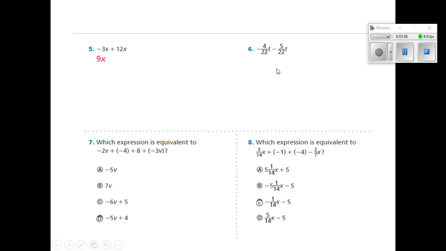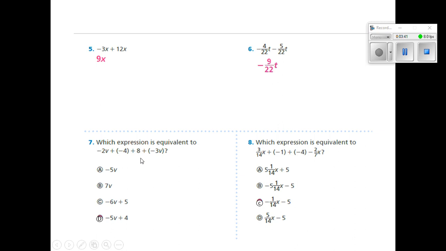Number 6, again, we have two fractions that have the same denominator. They both have the same variable to the same power, so we're allowed to combine the numerators. We have 4 minus 5, that's going to be negative 1. So this is going to be, oh, wait a second, that's a negative sign in front of my 4 over 22. So really, we're doing the two negatives combining again. So this is going to be 4 and 5 together make 9. That'll be negative 9 over 22t.